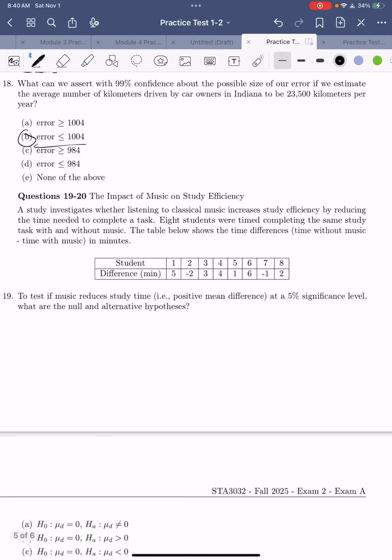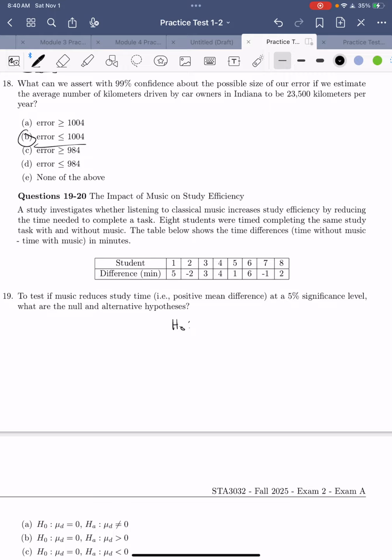So a study investigates whether listening to classical music increases study efficiency by reducing the time needed to complete the task. And so 8 students were timed, completing the same study with and without music, and we have our differences. And then to test if music reduces study time, and that's like a positive mean difference, at a 5% significance level, what are the null and alternate hypotheses? So we can just write that out right now.